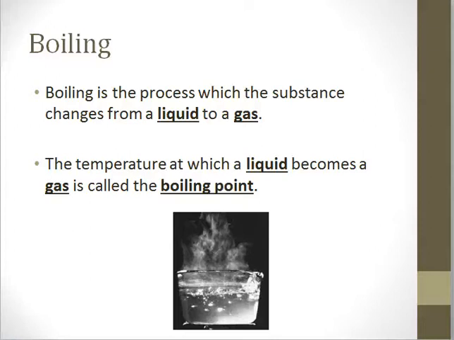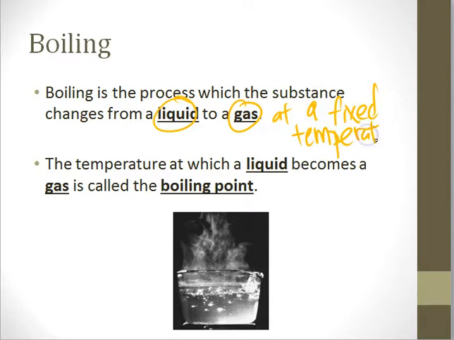Next up, we're going to describe boiling. Boiling is a process where a substance changes from liquid to gas at a fixed temperature. So please remember, at a fixed temperature. And what is this temperature known as? It's called the boiling point. So the temperature at which the liquid becomes a gas is what we call the boiling point.